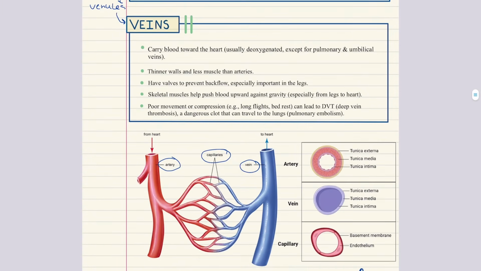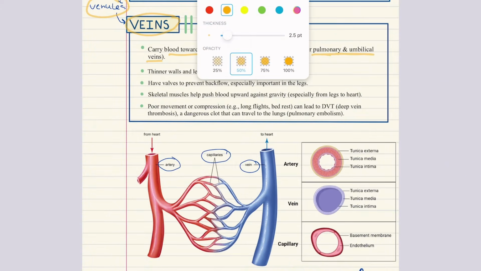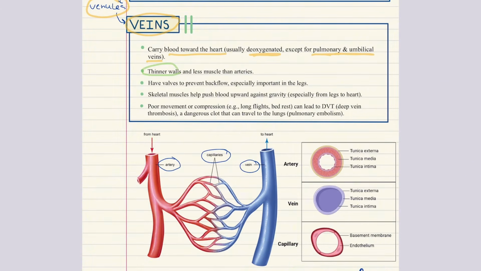After blood passes through the capillaries, it enters small venules, and from there it moves into larger veins. Veins carry blood toward the heart, and most of the time, this blood is deoxygenated, except for pulmonary and umbilical veins. Compared to arteries, veins are going to have thinner walls and less smooth muscle. They operate under much lower pressure, so they're going to rely on valves to prevent blood from flowing backward, especially in the limbs where blood has to move upward against gravity.